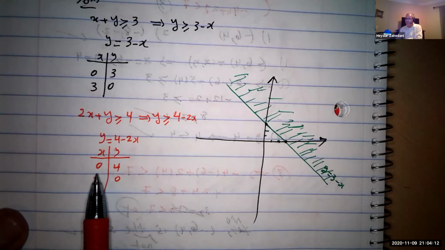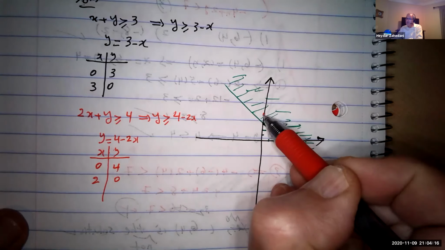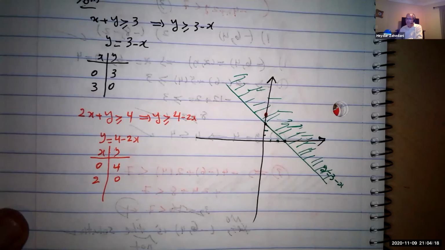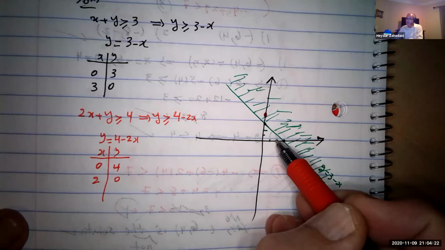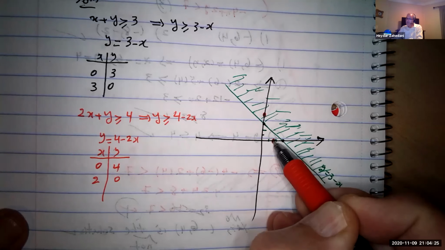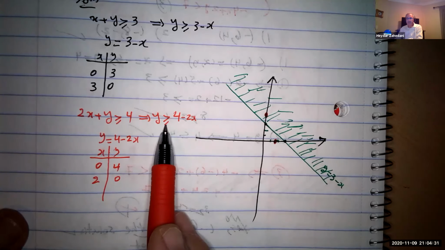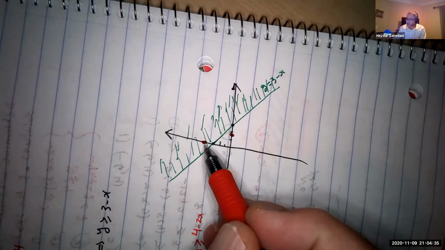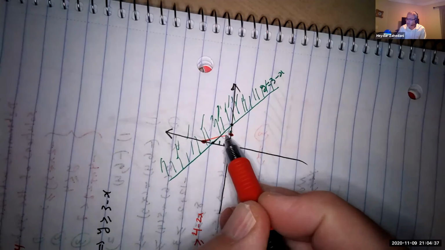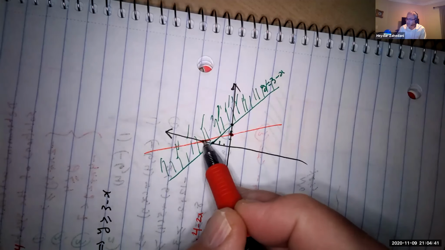Okay, so we have a 0 and 4. So that was 3, this is 4. Okay, and we have 2 and 0. So this is going to be 2. So connected together, we get the equality, so there's going to be a solid line. Okay, so I'm going to connect these together. Okay, and this is going to be the result.